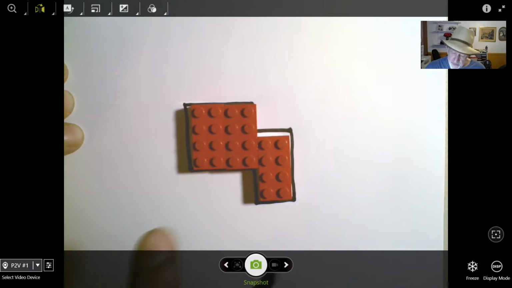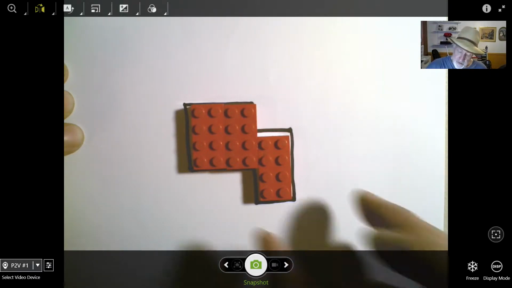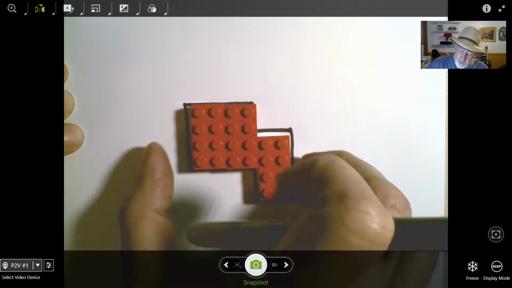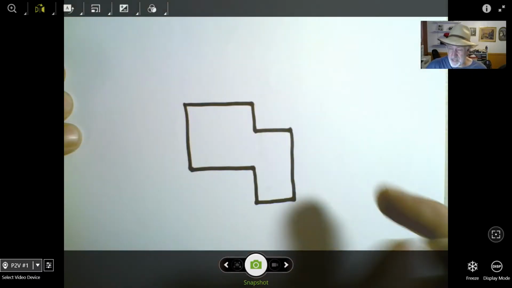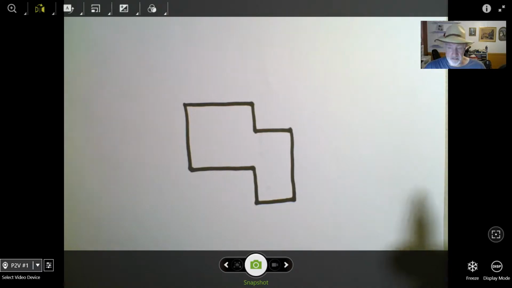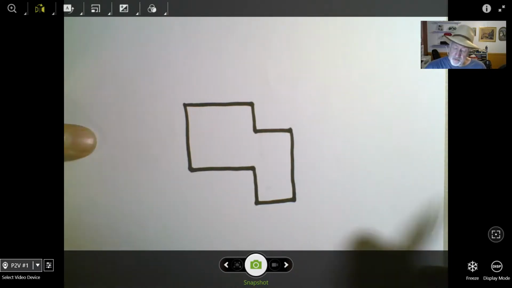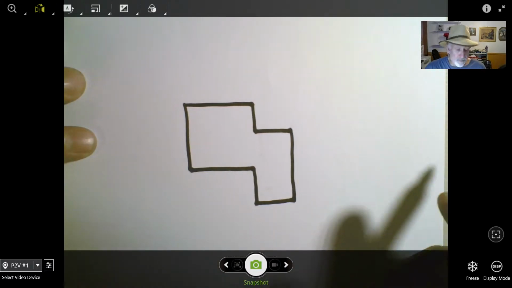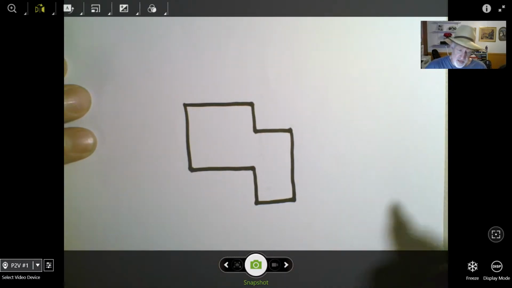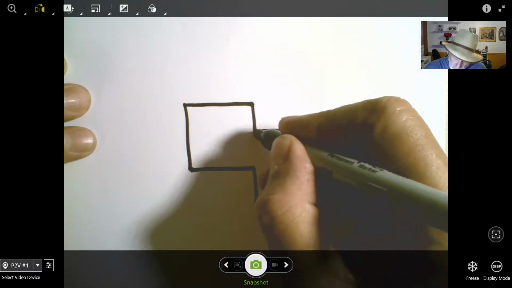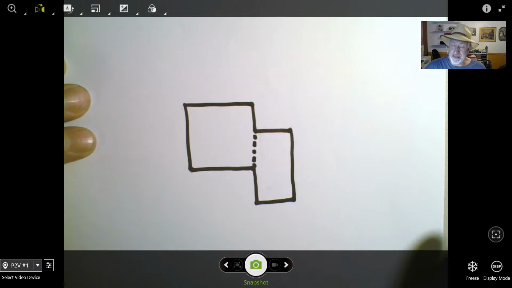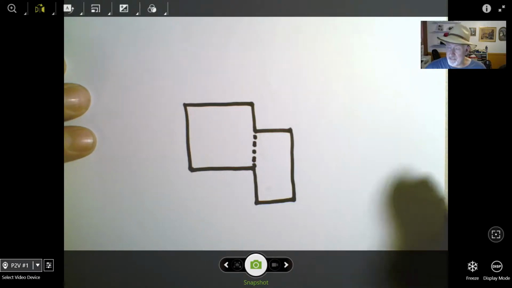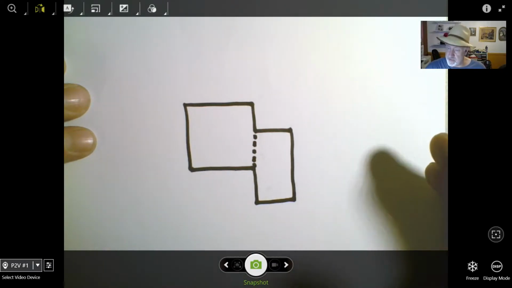Okay, so here I have it set up again, and this is my shape. If I take away the Legos, what I have here is a complex shape, and it's complex simply because it's not a simple square, it's not a simple rectangle, it's not a simple triangle. So I can't use my basic formulas. I have to divide it into pieces and just find the individual areas, add them together to find the total area of the shape.